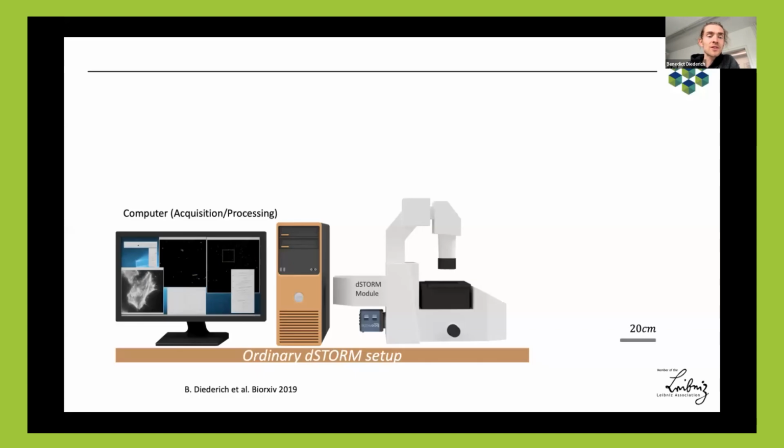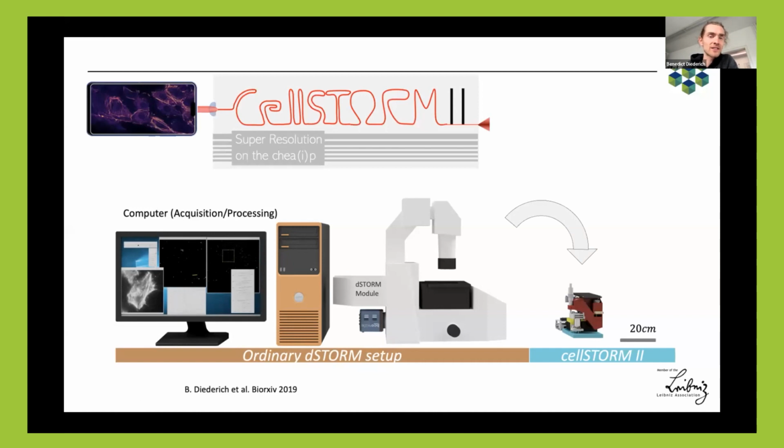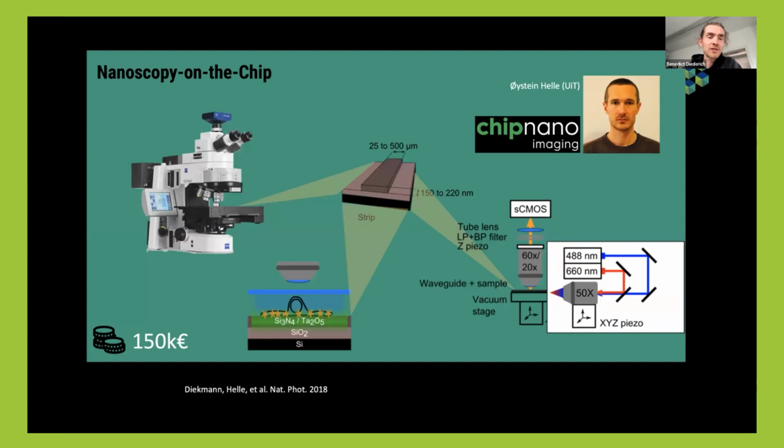But the problem is still that you have the whole setup there. In the first place, we thought, how can we shrink it? And then we created this other thing called Cellstorm 2, which is a cell phone driven and also fully operated microscope. It's fully 3D printed, and it makes use of these photonic chips. I'm not going too much into the details here. You can nowadays buy them off the shelf.